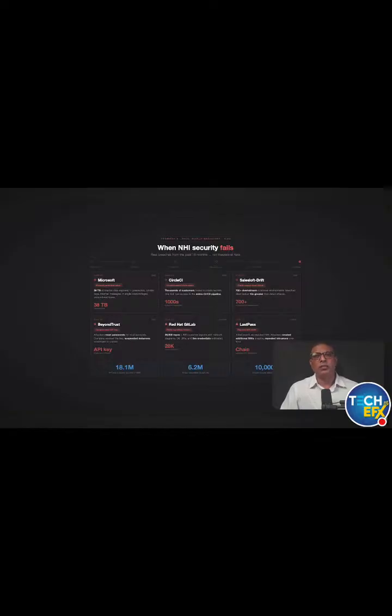Okay, now here are the stats. The SpyCloud 2026 Identity Exposure Report found that 18.1 million API keys and tokens were exposed in 2025 alone, plus 6.2 million credentials tied to AI tools. Meanwhile, other research discovered that over 10,000 Docker Hub container images were leaking production API keys, cloud tokens, and CI/CD credentials into public repositories. This is not just a theoretical problem, this is happening right now at a massive scale.